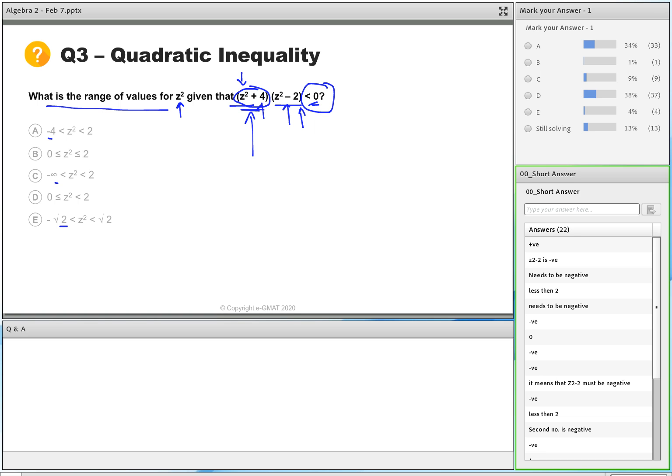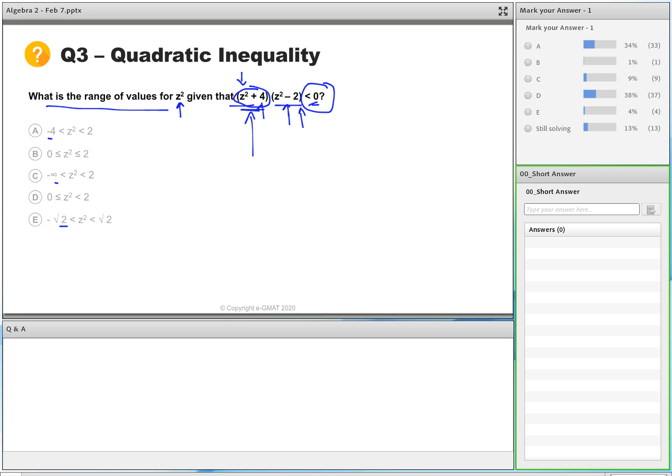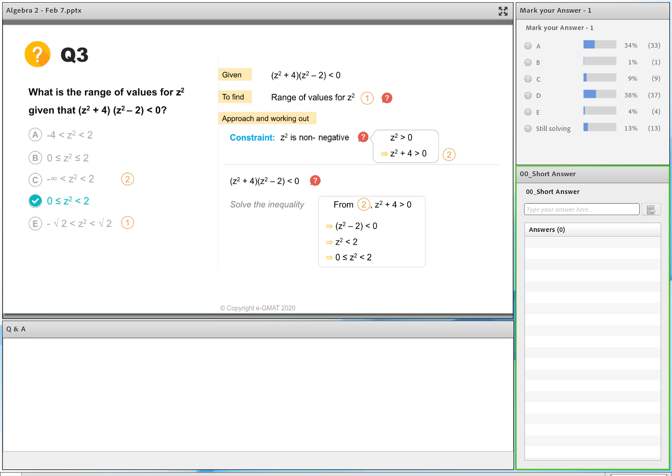All right, thank you for all of your answers. Let me quickly clear all the answers from the short answer poll. So that essentially means the question comes down to one very simple thing, that z square minus 2 is a negative number. How do we calculate that?